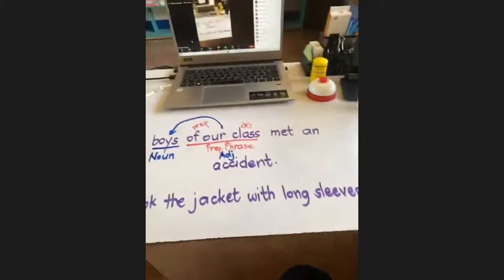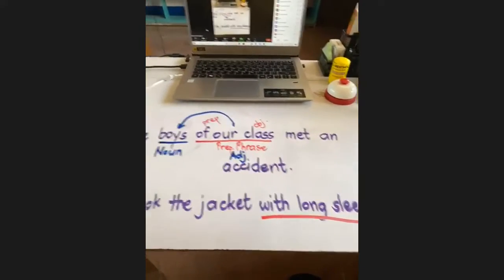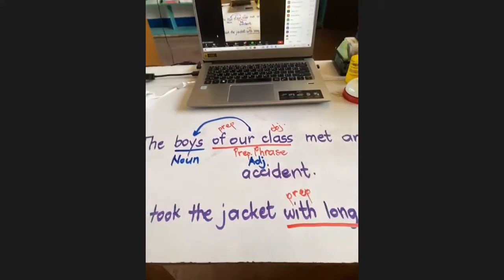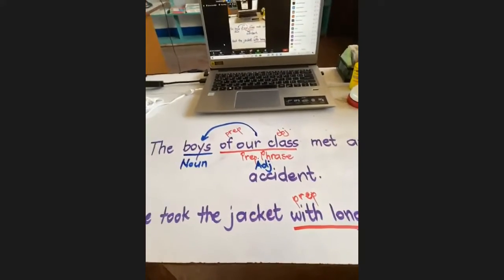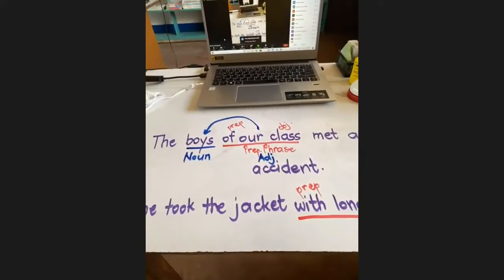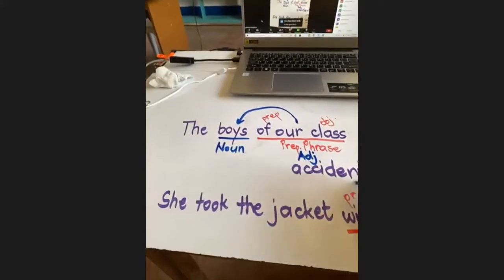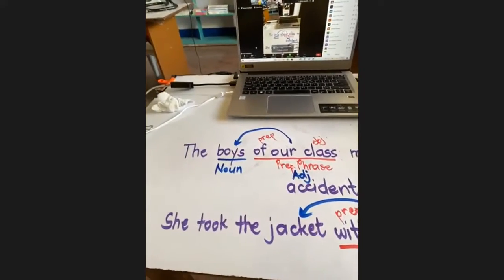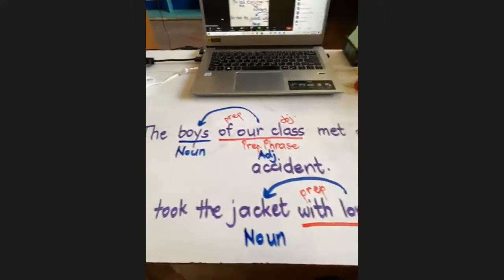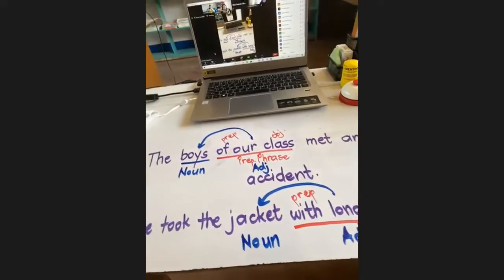So we have a prepositional phrase, and that is with long sleeves. With is our preposition, sleeves is our object. So we really have a prepositional phrase. What does it try to describe? What kind of jacket did she take? She took the jacket with long sleeves. Since the word jacket is a noun, this prepositional phrase functions as an adjective.